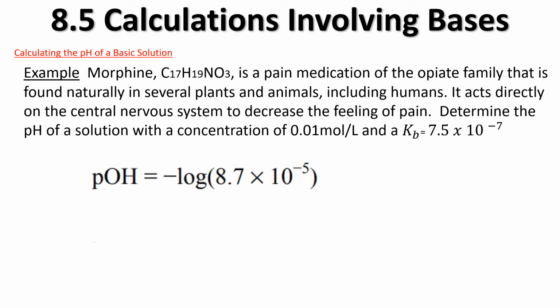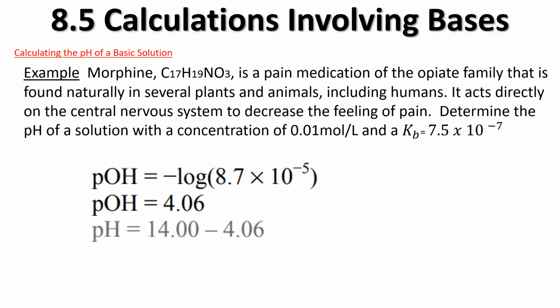So there's our equation. We're taking the negative log, and we've got our pOH. And again, it's a base. So we can subtract, and we can get our pH value. And I think that makes sense too for the pH of this because it's a base. It's in the basic range.